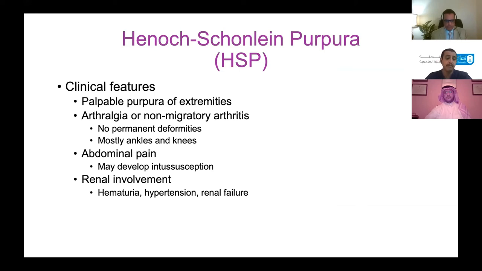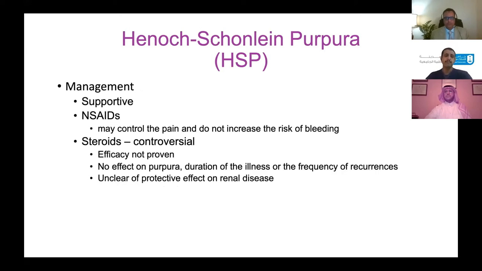abdominal pain, renal involvement. One of the important parts we have to evaluate in any patient we suspect of HSP. So they may present with hematuria, hypertension, or even renal failure. Management is usually supportive. Non-steroidal anti-inflammatories we usually use for controlling the pain.